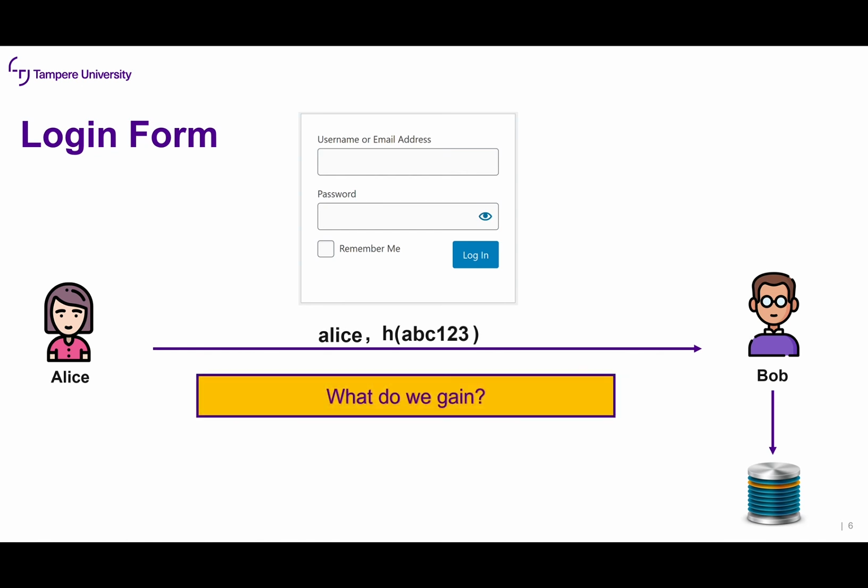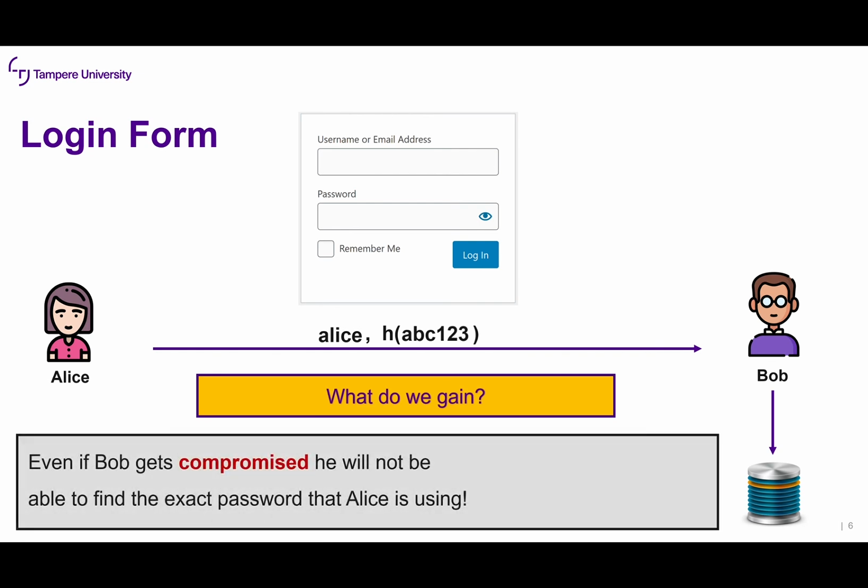Good. So what do we gain here? Basically, even if Bob gets compromised, he will not be able to find the exact password that Alice is using. This is because, as we said earlier, one of the main properties of cryptographic hash functions is that they are not invertible. So knowing the hash of ABC123 cannot take you back to the actual password. Okay, so Bob cannot reverse the hash of Alice's password.